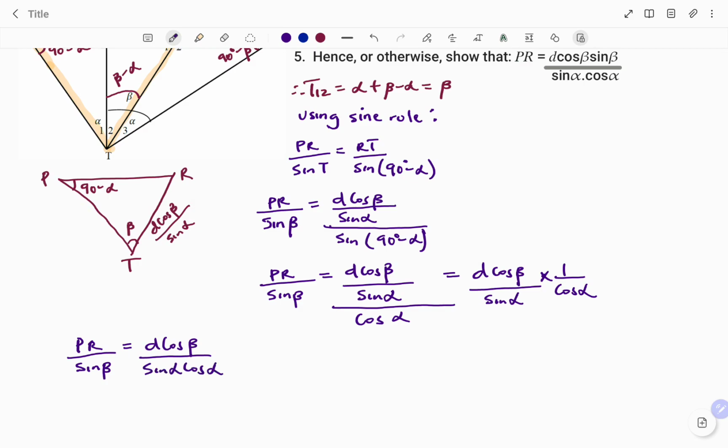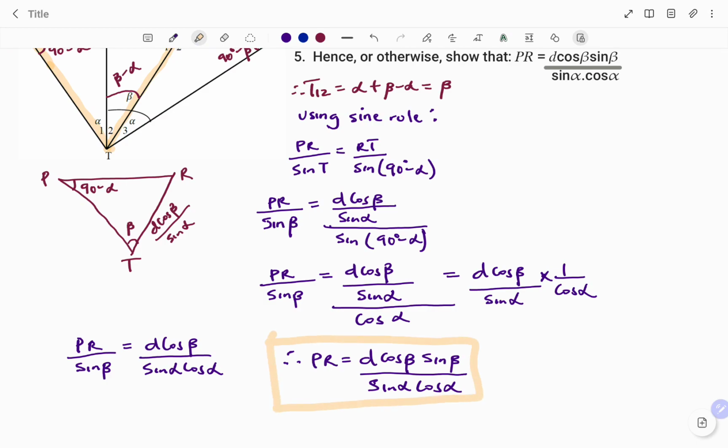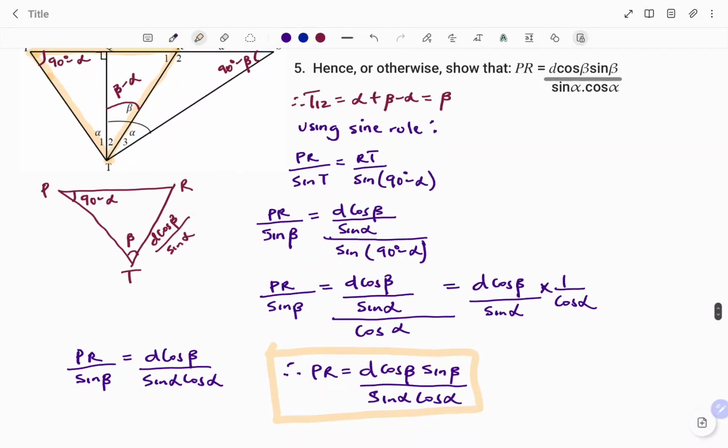And therefore, multiplying both sides by sine beta, I have PR equals D cos beta multiplied by sine beta divided by sine alpha cos alpha. Note that we've been able to show that PR is equal to D cos beta sine beta over sine alpha cos alpha, as stated in the last part of the question.